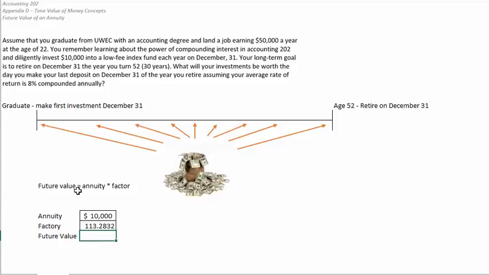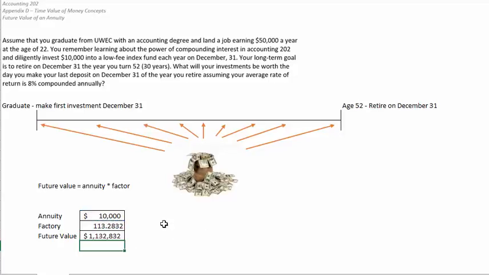That's my factor. All I have to do to get the future value is multiply the annuity times that factor, and there I can assume that my investment will grow to over $1 million over that 30 year period. And to retire at 52 is very young.